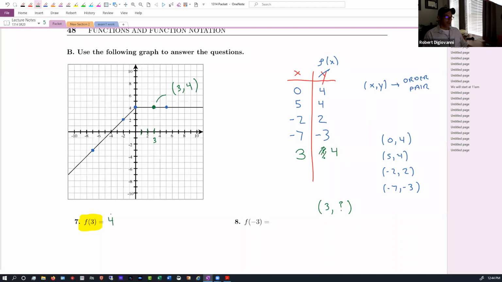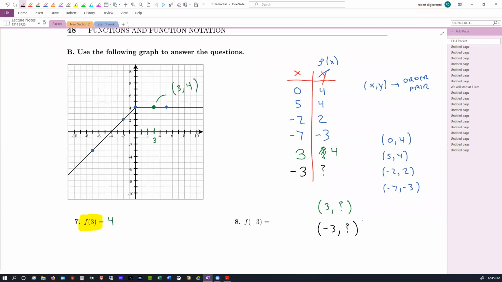Okay. So look at the next one, number 8. It's saying f of -3. So again, it wants me to plug -3 in for X and figure out what's coming out for Y. So I'm looking for an ordered pair that has -3 for the X and then try and figure out what the Y is. Does anyone have the answer without me showing you? Is it 1? Good, it's going to be 1.